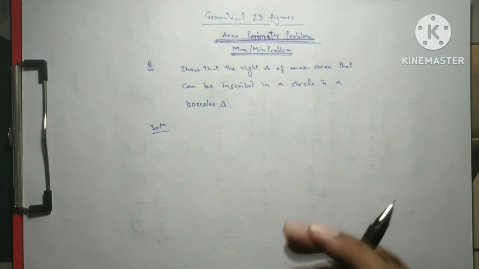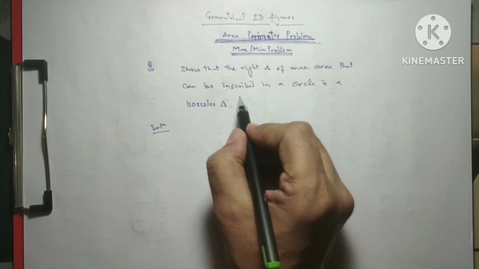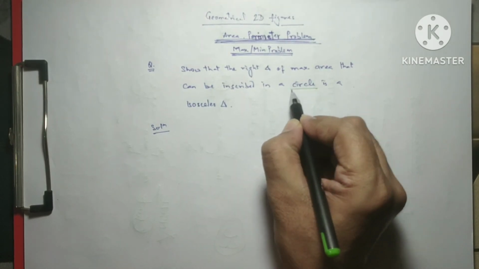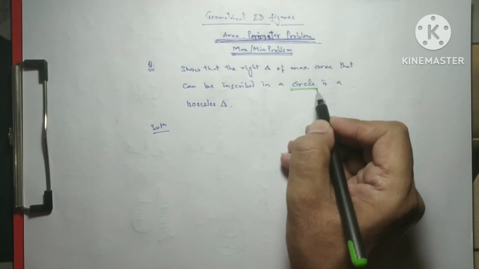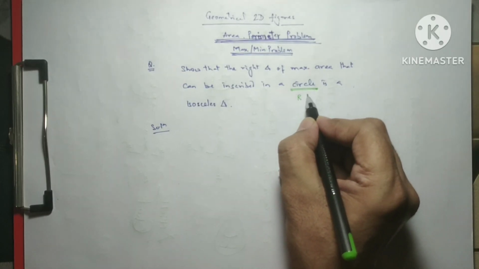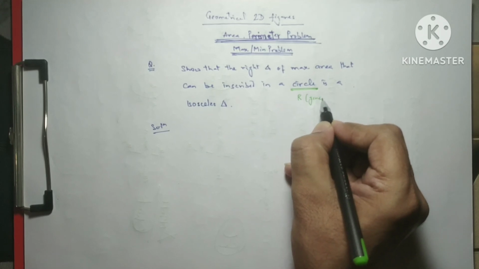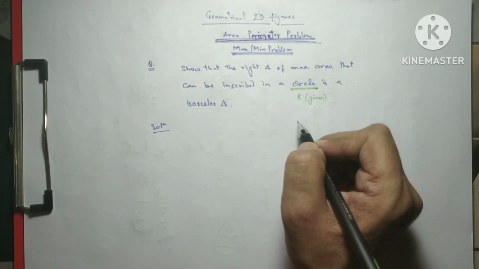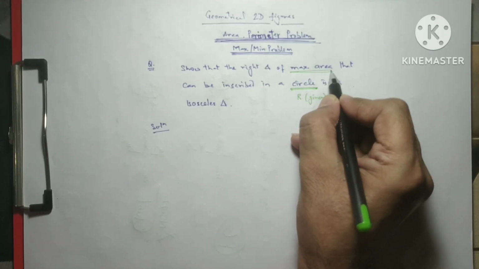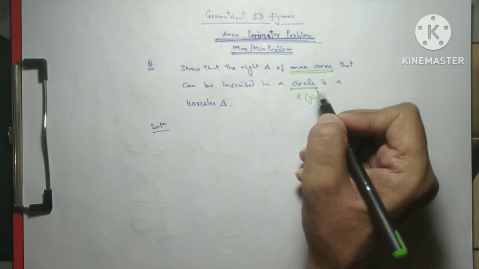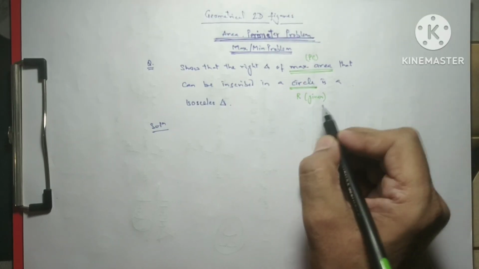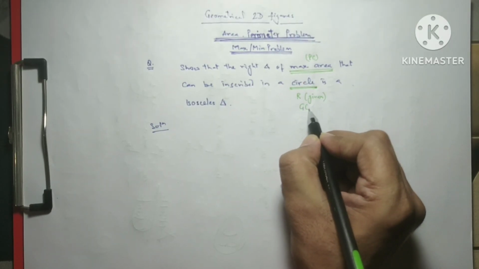First, it is inscribed in a circle. So the circle is a fixed circle, meaning its radius is fixed, known, given, right? So it is a given condition. And the proving condition is that area should be maximum. So it is our proving condition, PC. This is GC, given condition.